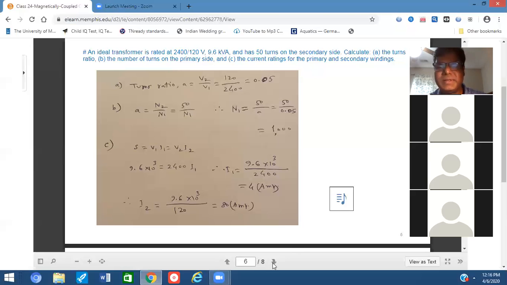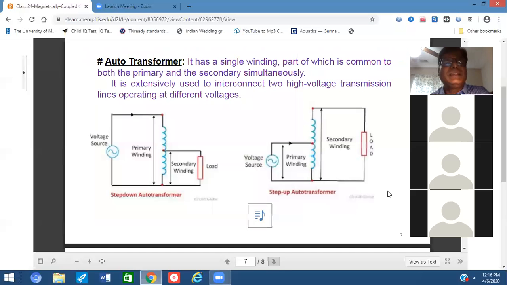Okay, so moving forward, here you see auto transformer. This is pretty interesting. Auto transformer means, I have written the definition: it has a single winding, part of which is common to both the primary and secondary simultaneously. So you see, I have drawn two diagrams. On the left side, there is only one coil, and I have written primary winding. The full portion I have designated primary. And on the secondary, I have tapped it from the middle and designated this as the secondary winding.